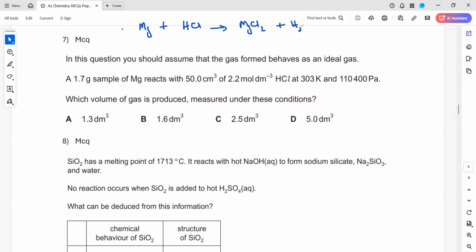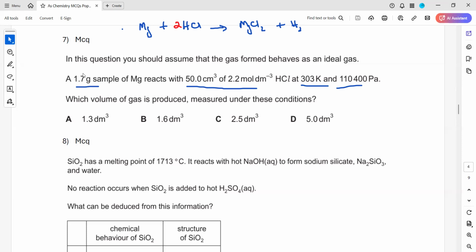These are the products. In the question, 1.7 grams of magnesium reacted with 50 cm³ of 2.2 mol per dm³ hydrochloric acid at 303 Kelvin and 110,400 Pascal. What is the volume of gas produced measured under these conditions? Whenever we have two reactants given, what is the first stage? The first stage is always to find the limiting reactant. To know the limiting reactant, we should know the moles, and the balanced equation should be there. So this is a balanced equation.